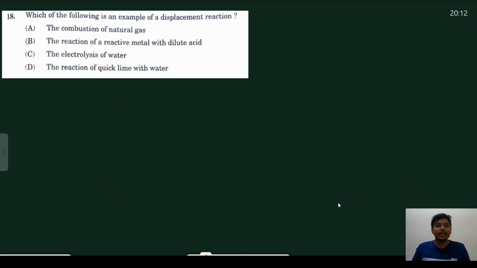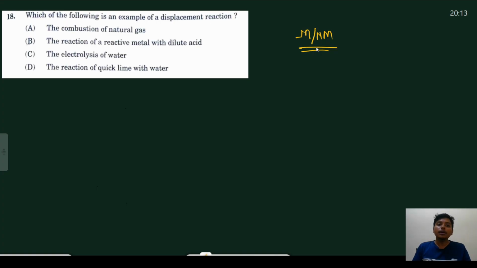Next, question number 18: which of the following is an example of a displacement reaction? Displacement reaction means when a metal or non-metal displaces another metal or non-metal in a salt of that metal, according to their reactivity.